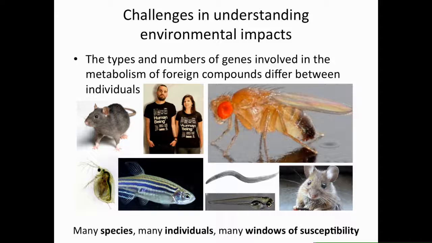The types and numbers of genes that respond to and metabolize environmental chemicals differ radically between species, certainly, but even between individuals within a species. In this room, we likely have threefold copy number variation at a variety of cytochrome P450s that render some of us very susceptible to hepatotoxicity from acetaminophen and some of us extremely resistant. So that's a pretty fundamentally tough problem.